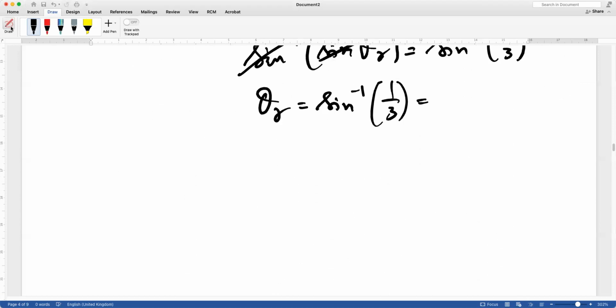Uh, 17.45. Are you sure? I used the calculator. Can you do it again? Okay, 1 by 3 will be 0.33. Sine inverse, so 0.33 sine inverse. Sorry, 19.47. 19.47 degrees. Do you get this? Okay, yes.